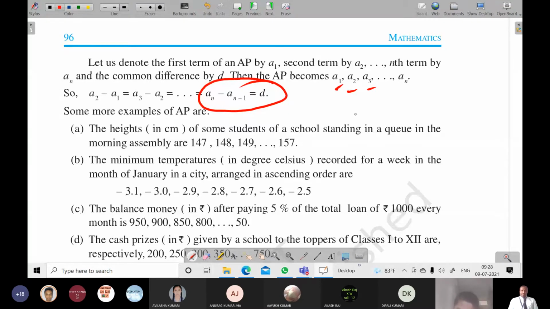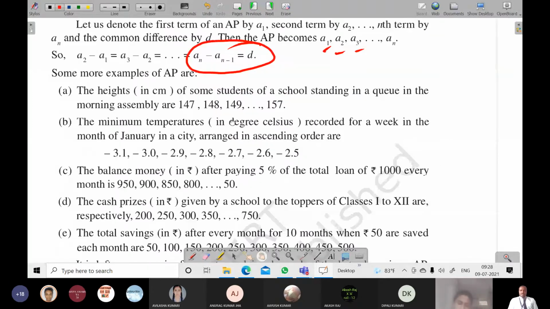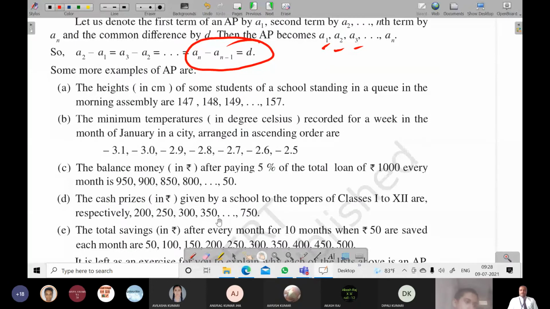Now if you see over here, a few more examples are given, like this one which is increasing, 1, 2, 3. Now suppose it is given like this: 147, 148, 149, dot, dot, dot, 157, and it is asked which term is 157, how will you find it? Of course, I will explain that rule now.